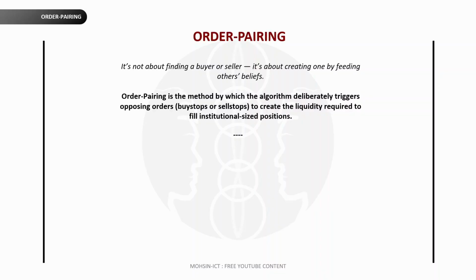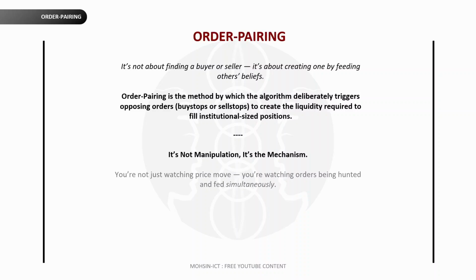It is to collect the orders from one side of the market and pair them up with the other side. It's not the manipulation, it's the mechanism. A mechanism on which the algorithm creates the cycles of price action, which helps it push the liquidity necessary to fill the institutional size positions. You are not just watching price move, you are watching orders being hunted and fed simultaneously. Both of these things happen whenever the market is in volatility and is moving up to a high or low. It collects the orders from one level and then pairs them up with another level in the opposite direction, from buy side to sell side and sell side to buy side.